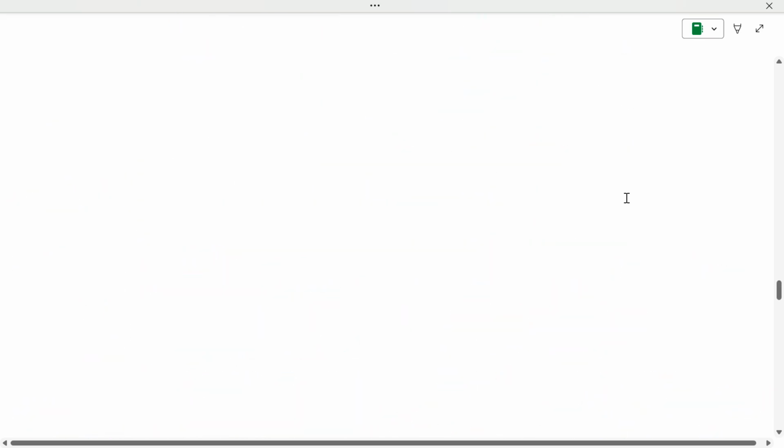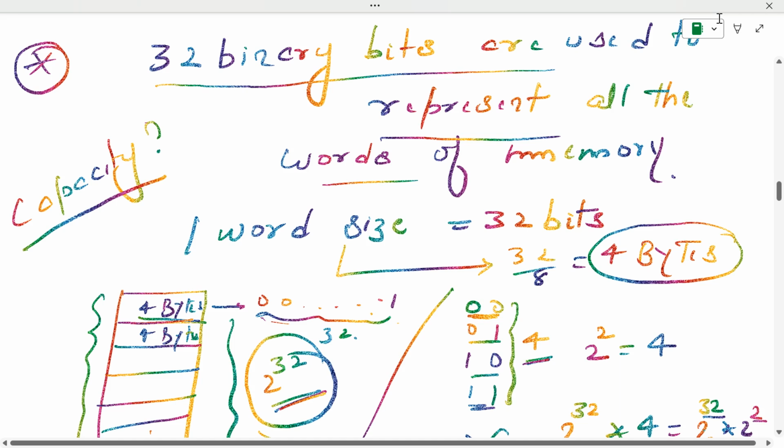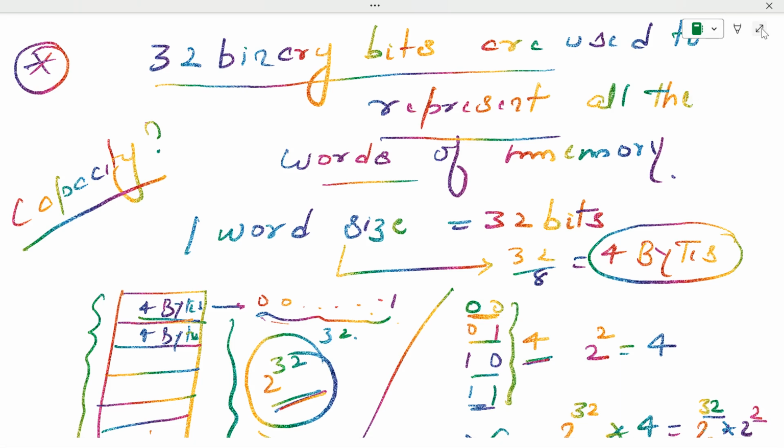So I'm concluding here. We'll talk about the loading, linking, and address mapping scheme in the upcoming video.